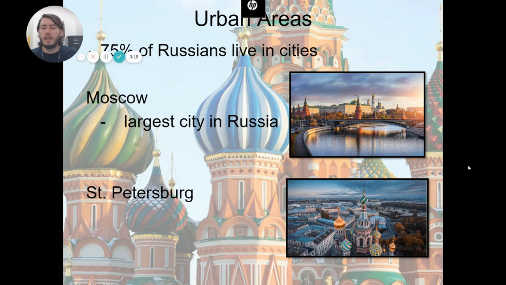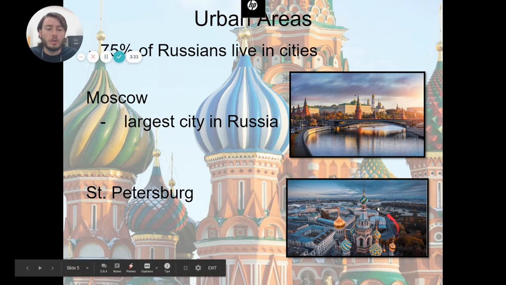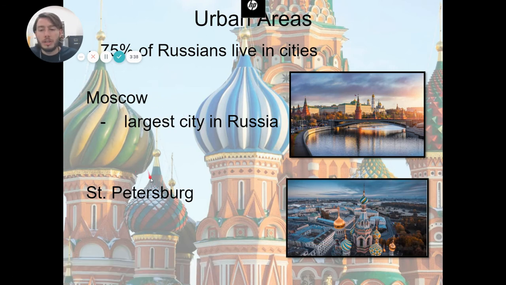Okay, so the urban areas: 75% of their population lives in cities. So remember, 80% lives in Europe, and three-quarters of that live in cities. So they live in Moscow, which is the largest city in Russia, and St. Petersburg, which used to be the old capital of Russia. Then they made it Moscow. But these two cities are amongst the biggest in Russia. If you break it down, these two cities have over 50% of Russia's population in them. So they're the two predominant cities.